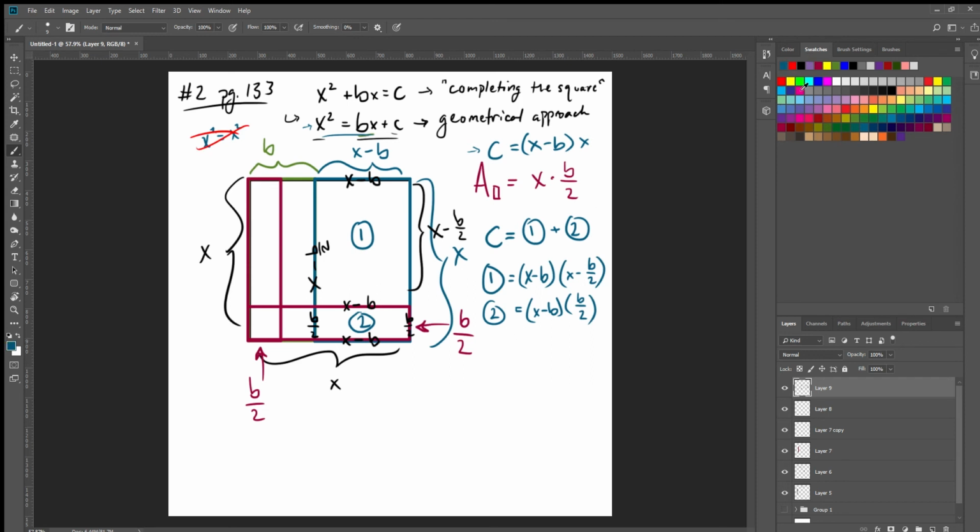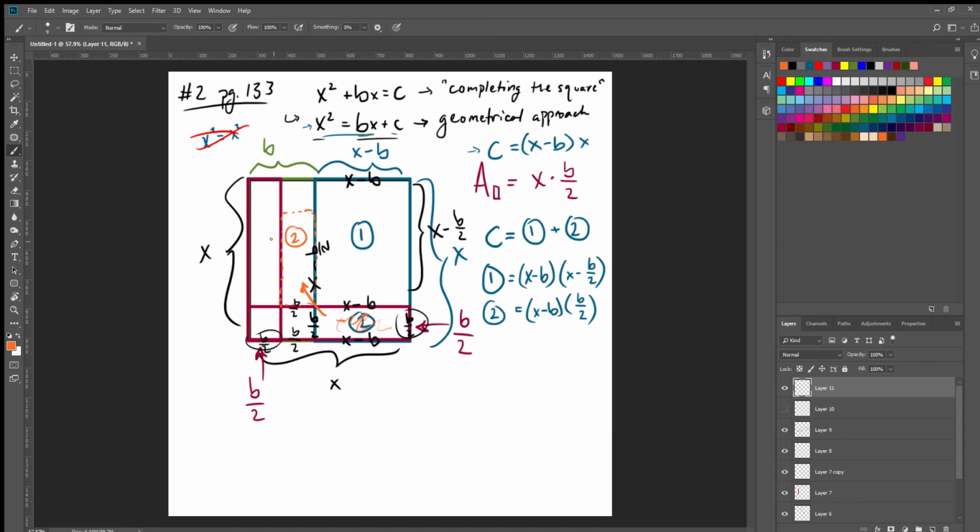So let's keep going. Now, you might notice that if this side length is b over 2, and this side length is b over 2, this side length here is also b over 2, which means this side length is also b over 2. So what we can do is move region number 2 up here. I'm just going to represent that with this dashed orange rectangle. So this is now 2, and 2 is no longer in this area. We'll scribble that out.